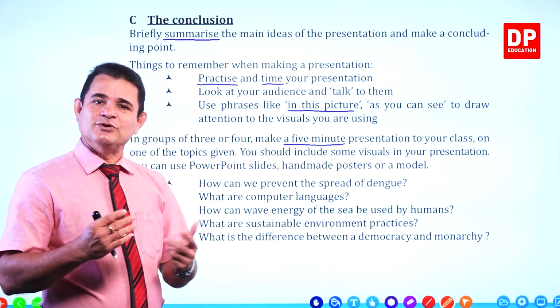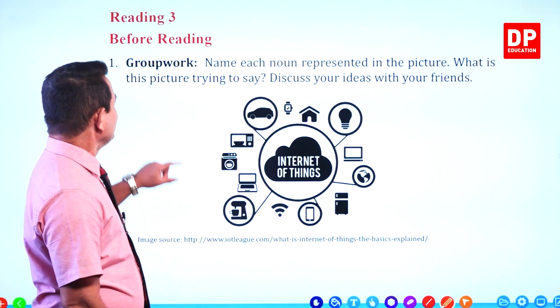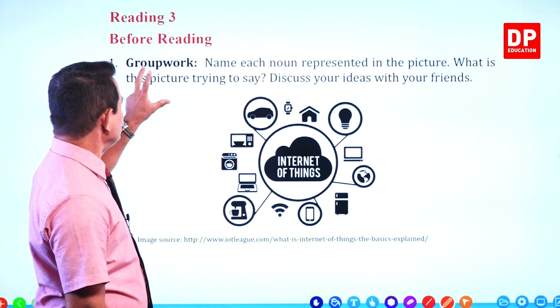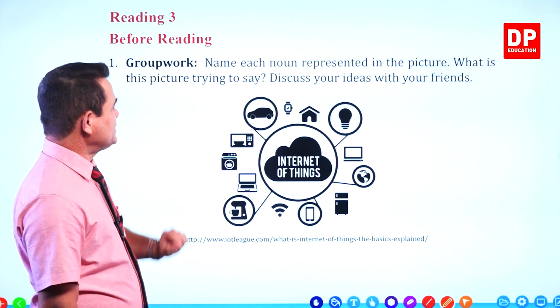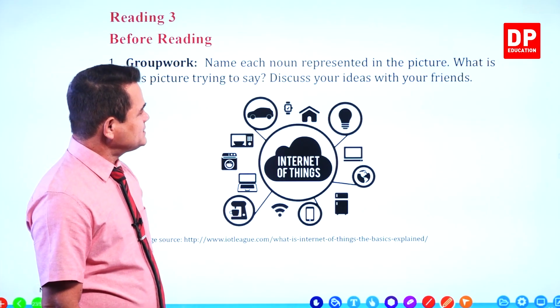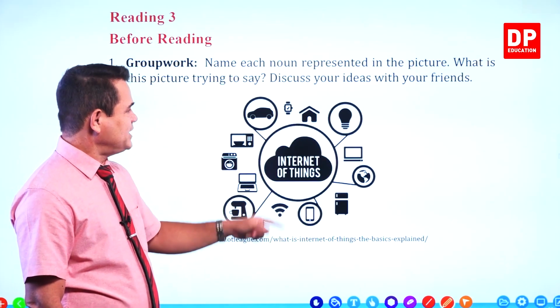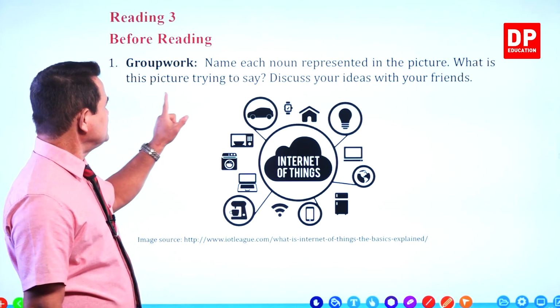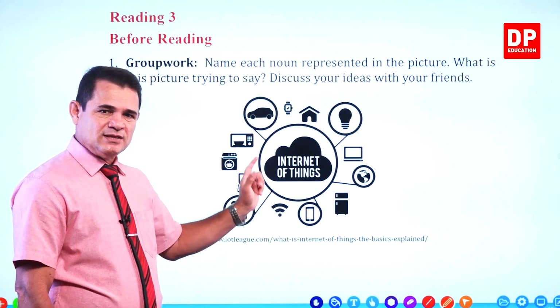Now let's move on to the next part of it. Next part is a reading one. Okay, there's a small section before reading. Group work. Name each noun represented in the picture. There are some pictures. Can you name them? What is this picture trying to say? What is it trying to say?